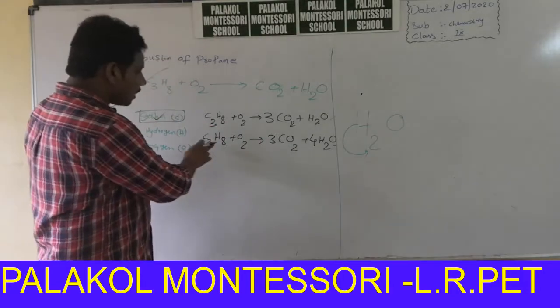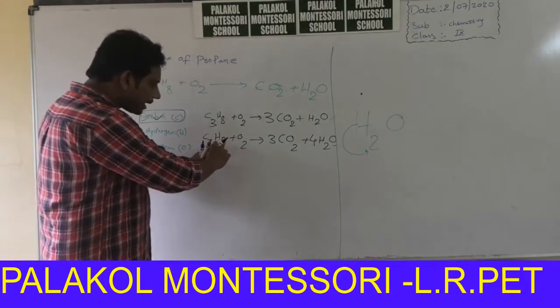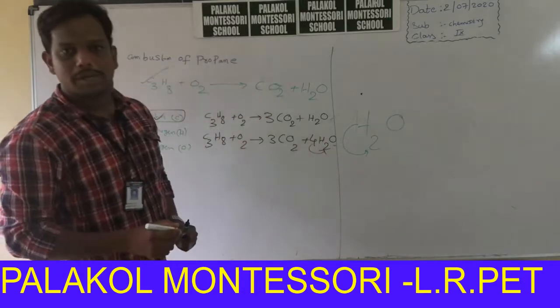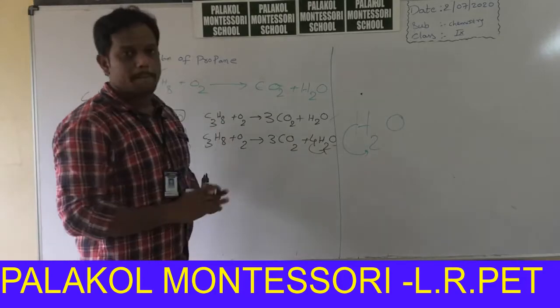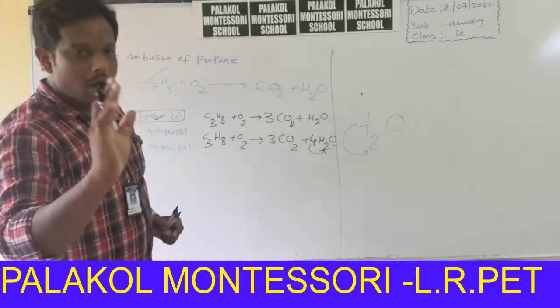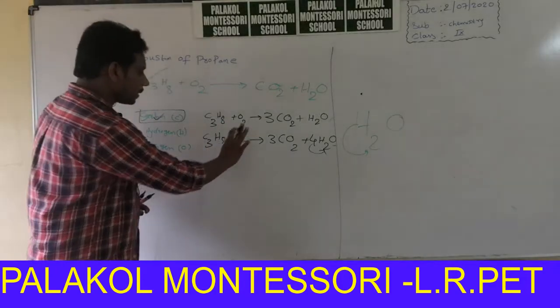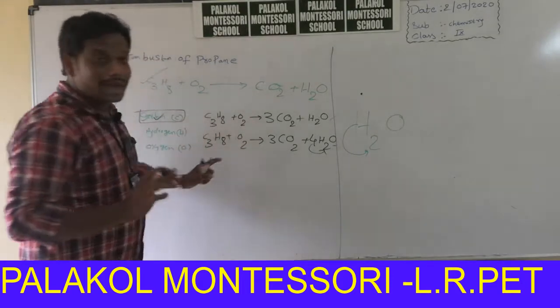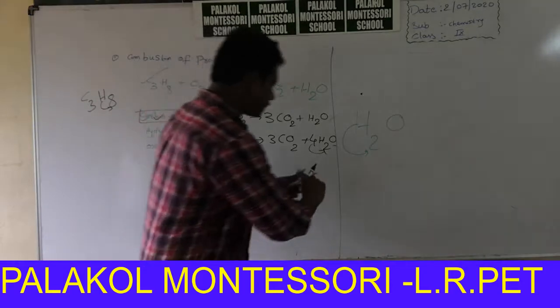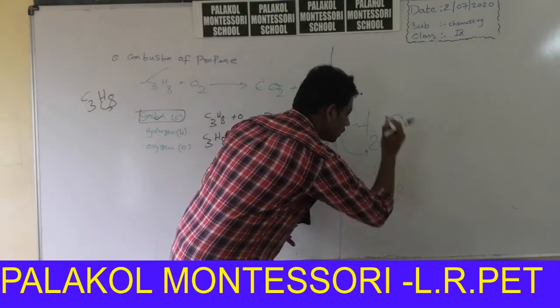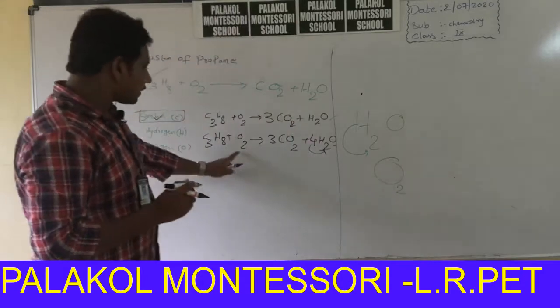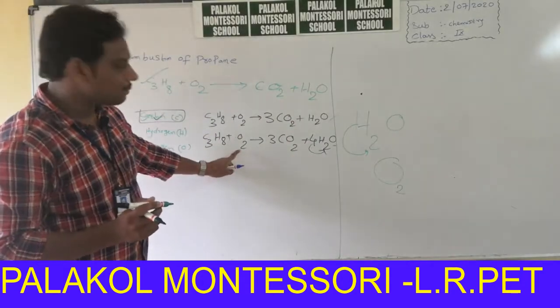Now balanced. Number of hydrogen atoms on the left hand side 8. Number of hydrogen atoms on the right hand side 4 into 2, 8. So hydrogens are also balanced. Finally, about oxygen atoms. On the left hand side, how many oxygen atoms are there? Oxygen O2, subscript 2 indicates number of oxygen atoms are 2.